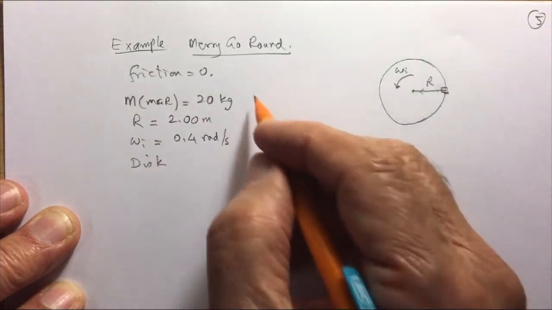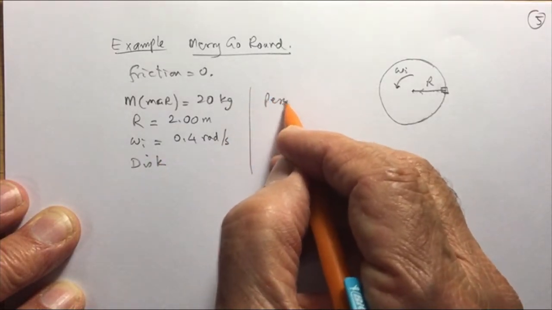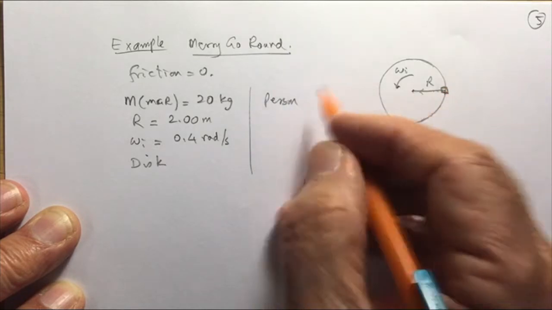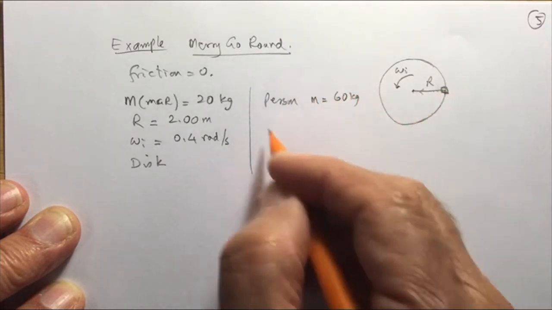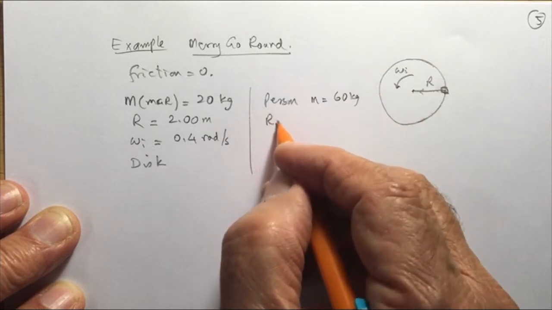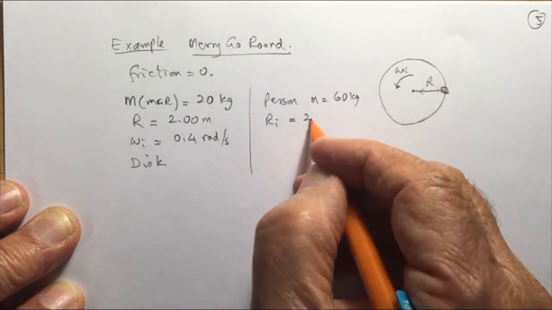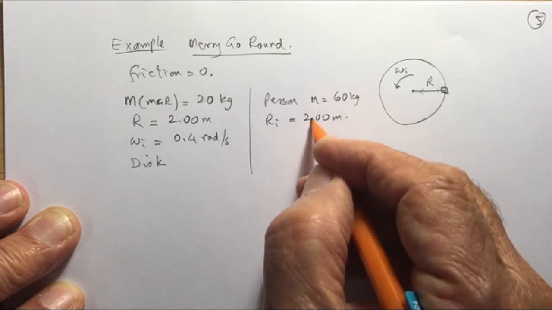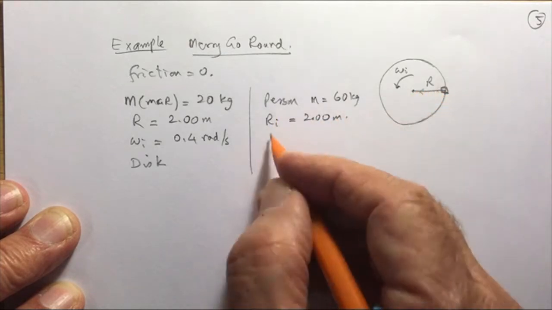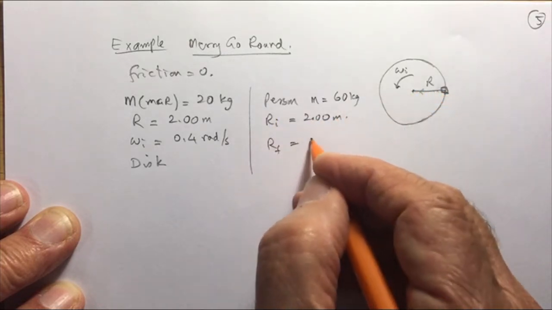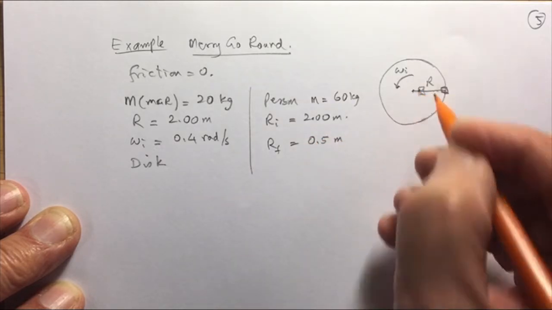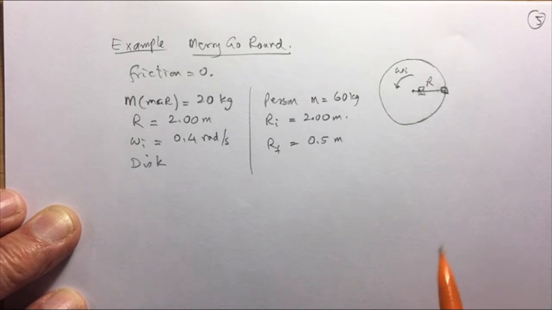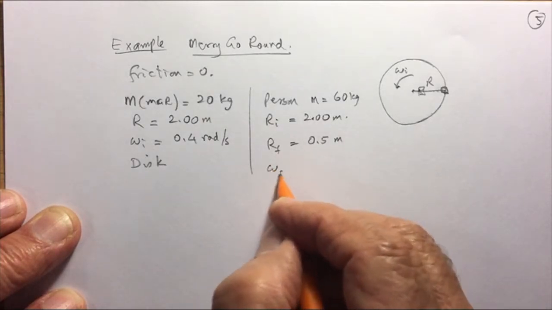And the person standing over here has a mass of 60 kilograms, and the r initial for the person is 2.00 meters, and then the person slowly walks towards the center and reaches a distance of 0.5 meters. So he stops over here. And the question is, what is omega final?